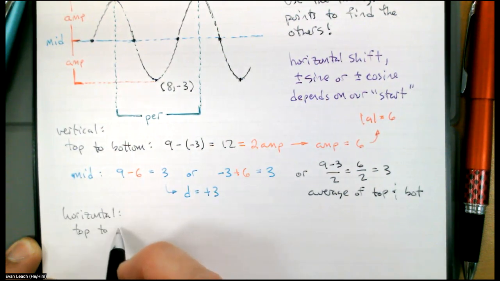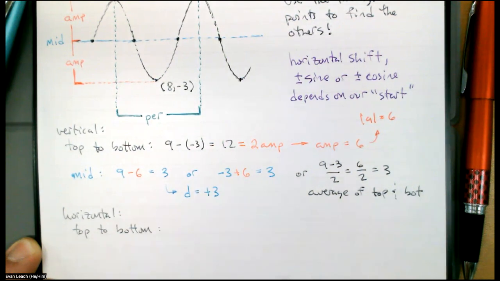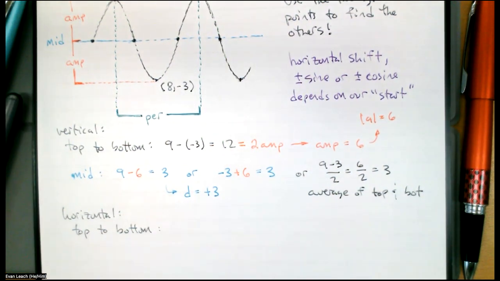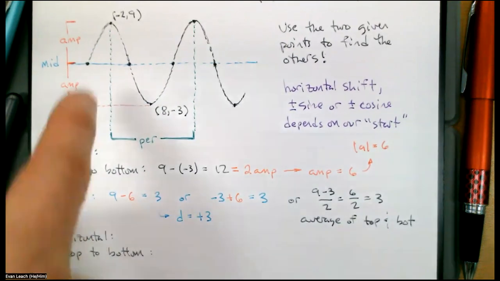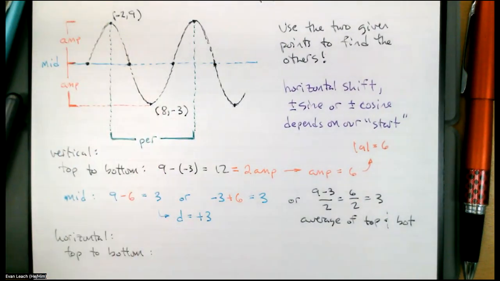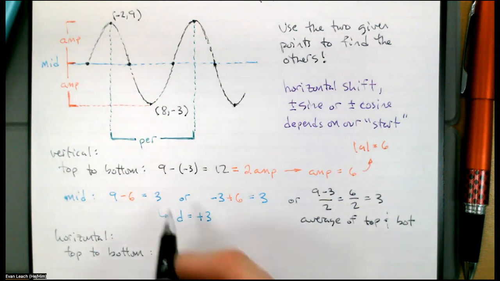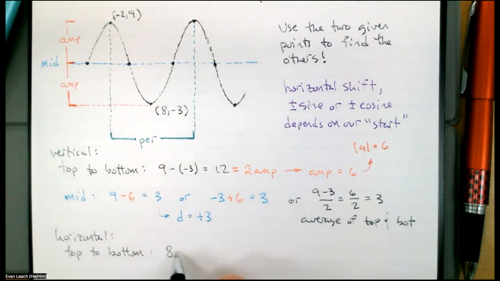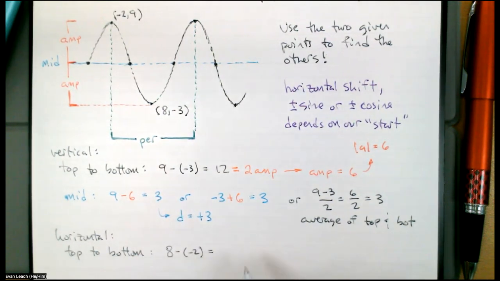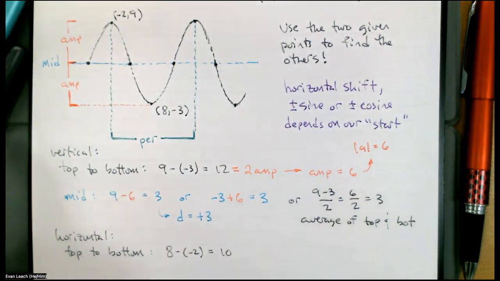D is the vertical shift. So now we're going to start looking at things horizontally. And we're going to go from the top point to the bottom point horizontally. So we go from -2 and we end up at 8. So I do the same thing. I need to know that distance. It's 8 minus a -2, or 10.